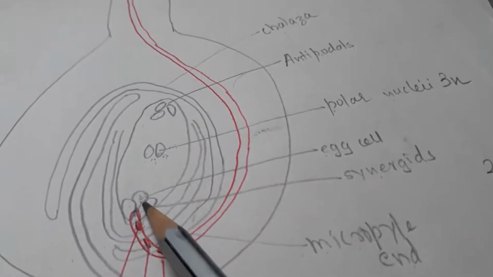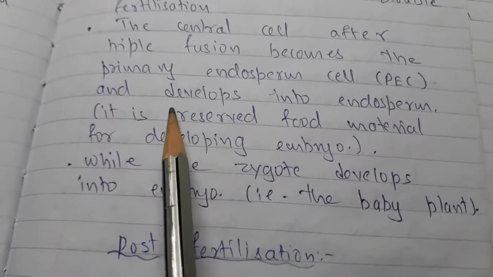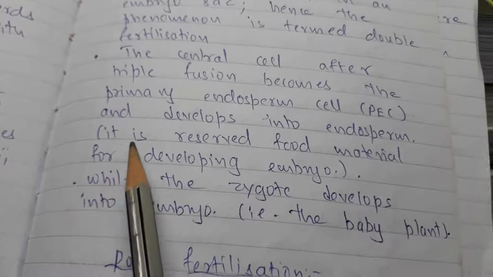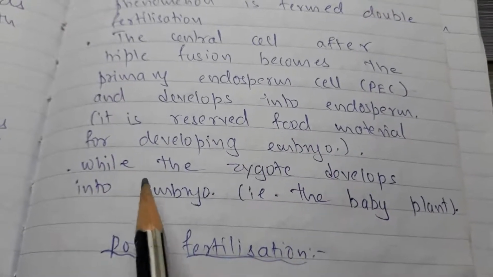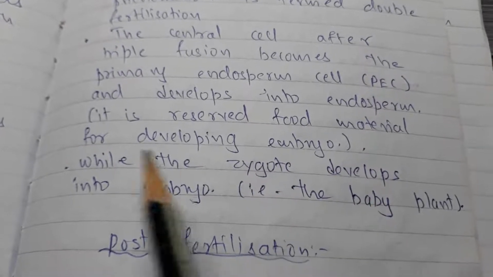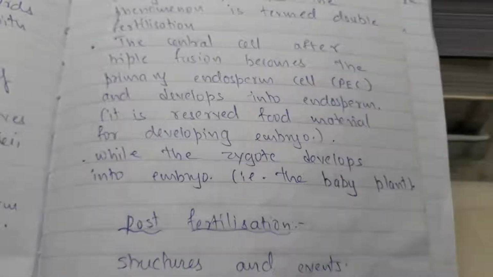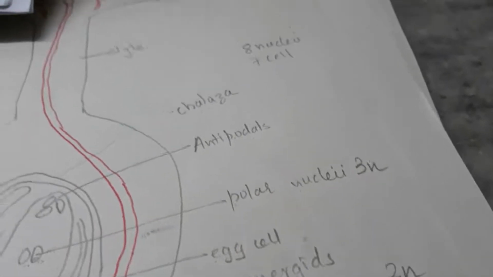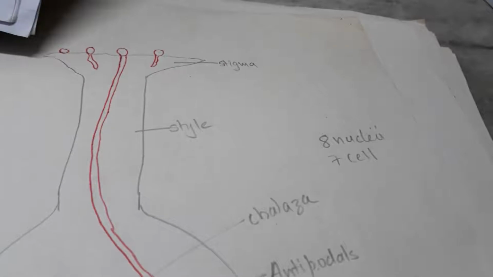This is becoming the baby plant embryo. And it develops into endosperm, PEC. It is reserved food material for the developing embryo, while the zygote develops into the embryo itself, the baby plant. So here we have seen the double fertilization topic, correct?